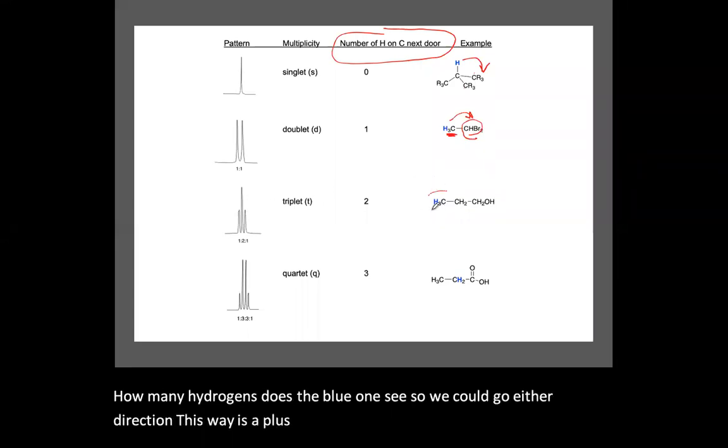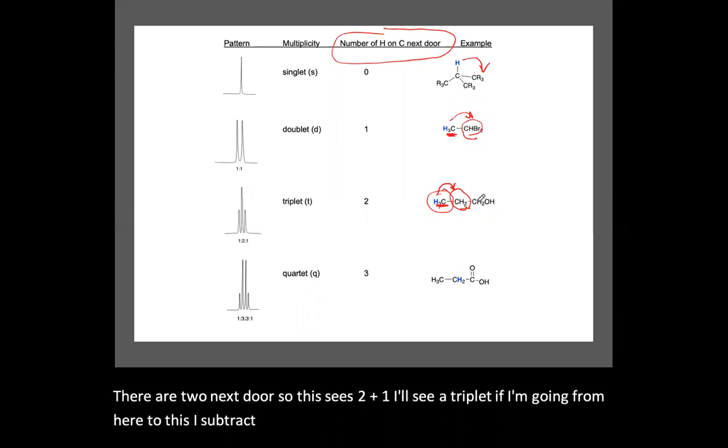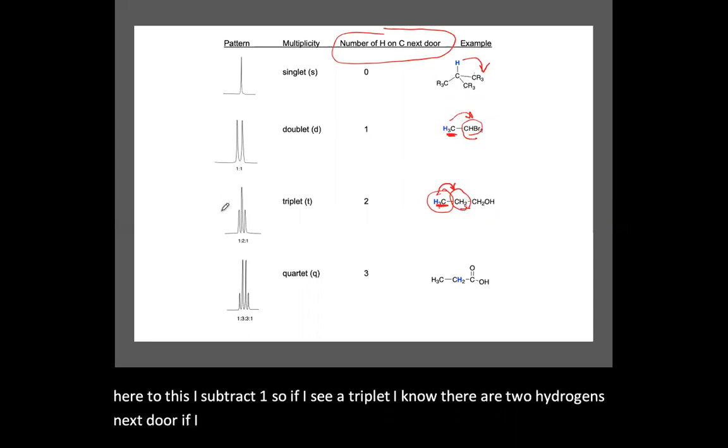So this is who's being observed. There are 2 next door. So this sees 2 +1, I'll see a triplet. If I'm going from here to this, I subtract 1. So if I see a triplet, I know there are 2 hydrogens next door. If I see 2 hydrogens next door, I know it's +1 and it's a triplet. So make sure you practice the directions.